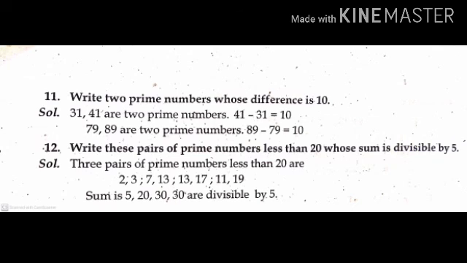12th question. Write 3 pairs of prime numbers less than 20 whose sum is divisible by 5. Solution. Three pairs of prime numbers less than 20 are 2 and 3, 7 and 13, 13 and 17, 11 and 19. Since the sums 5, 20, 30 are divisible by 5.